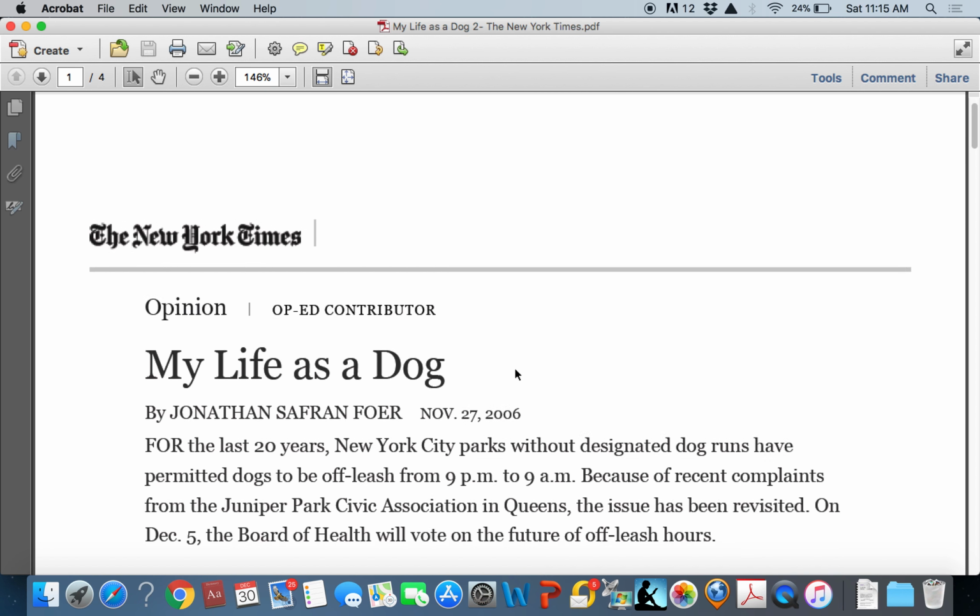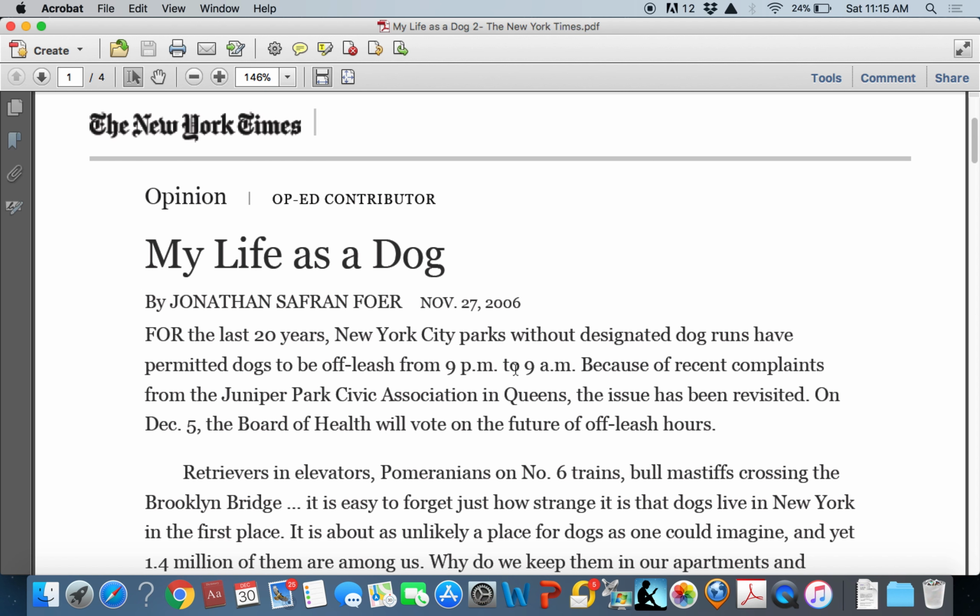My Life as a Dog by Jonathan Foer. For the last 20 years, New York City parks without designated dog runs have permitted dogs to be off-leash from 9 p.m. to 9 a.m. Because of recent complaints from the Juniper Park Civic Association in Queens, the issue has been revisited. On December 5th, the Board of Health will vote on the future of off-leash hours.